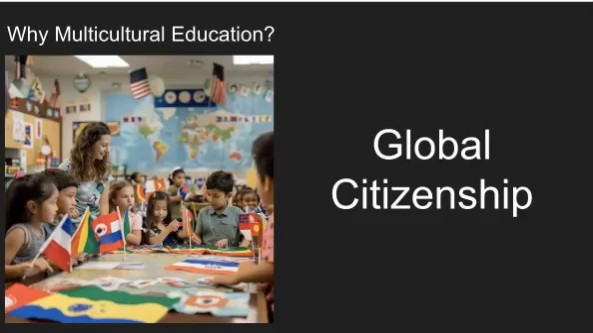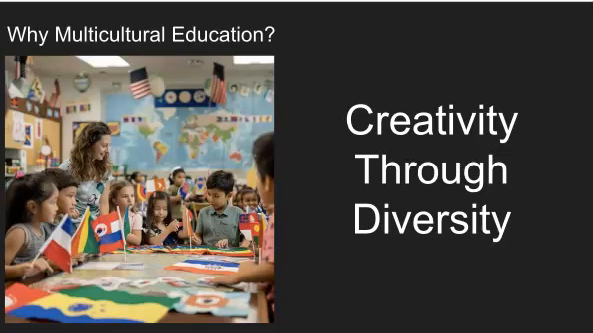It helps to prepare students for global citizenship. Understanding the diverse cultures is essential in today's globalized society and workplace. Multicultural education helps to lay that foundation. And creativity through diversity is fostered through multicultural education. In an art classroom, multicultural education introduces students to global art forms, symbols, materials, and techniques. It expands their creative possibilities.